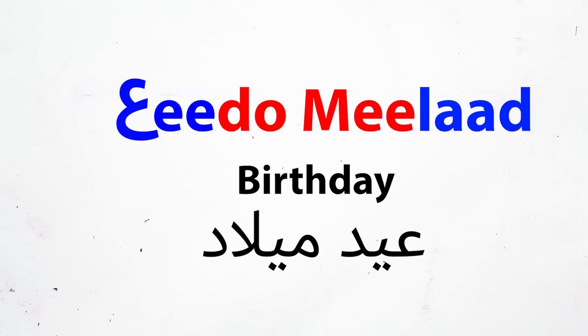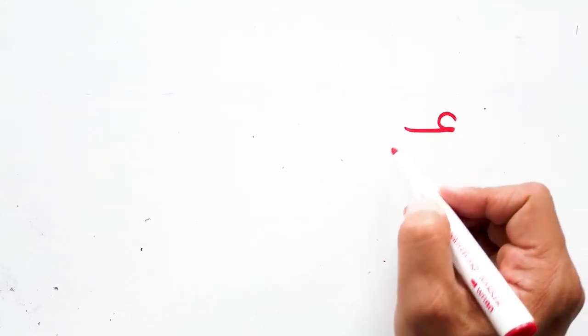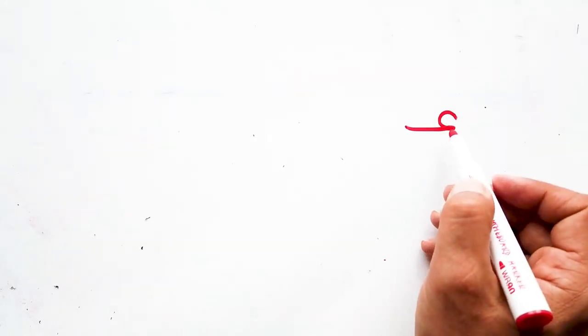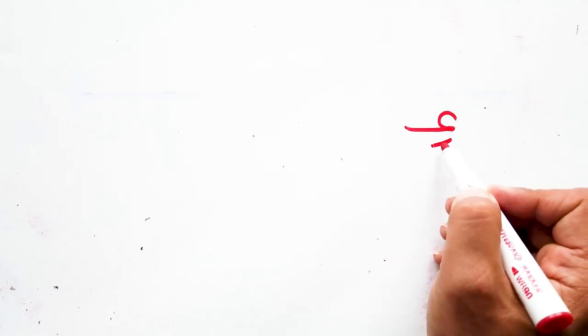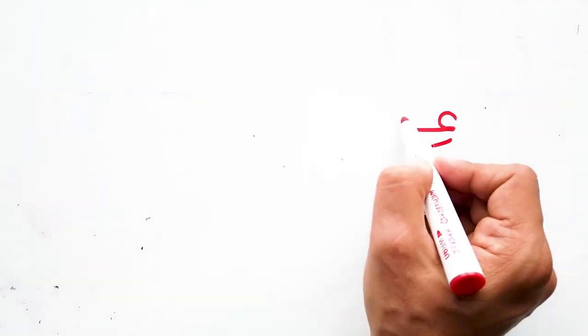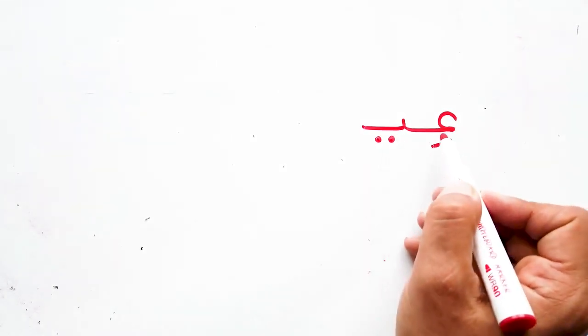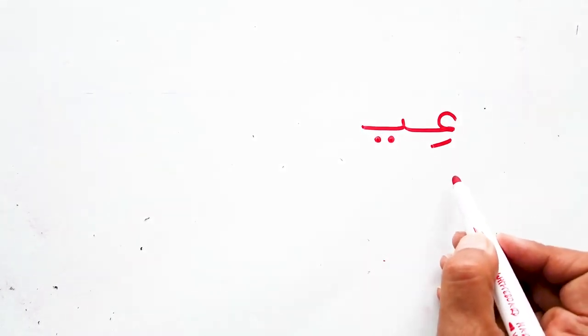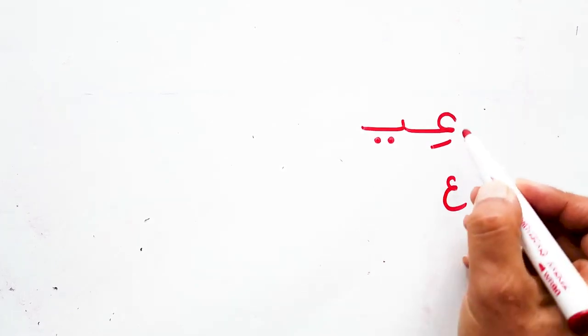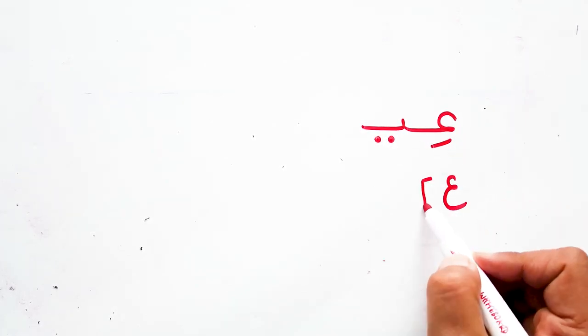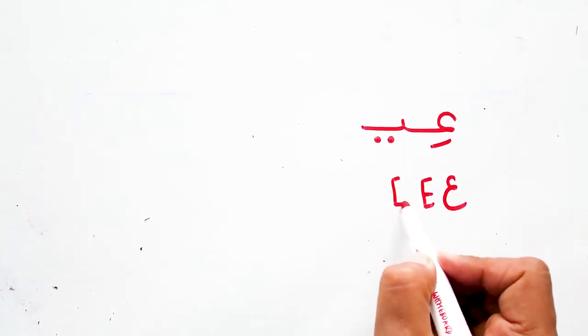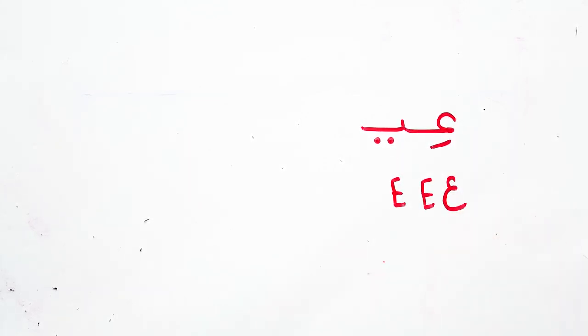عيد ميلاد. عي. This letter does not exist in English. عي. With كسرة, this كسرة sounds like E. Long vowel ياء. Let's write this part here. So how it will be, it is this letter and this mark sounds like E and this one sounds another E. عي.